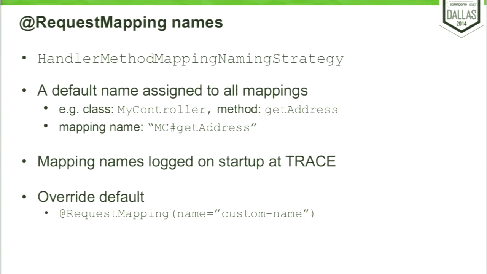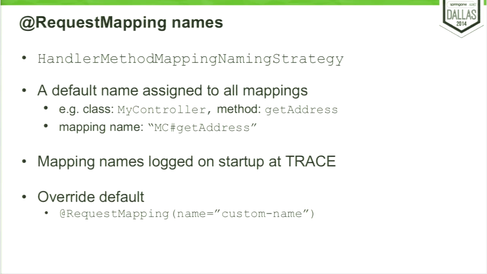Now, in addition to that, in 4.1, we've actually created request mapping names. And you'll see in a moment why this is important. Basically, there's a strategy which assigns a default name to every request mapping method, which means that you can then refer to it by name. So if you have a class called myController with a method called getAddress, the default name which gets assigned is based on the capital letters of the class name, followed by hash, followed by the method name.